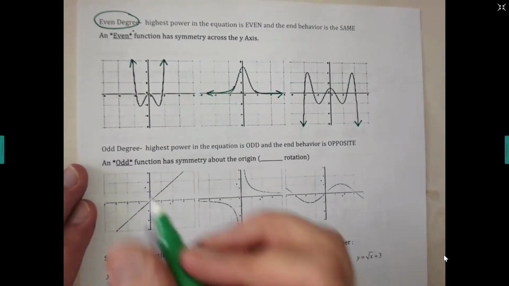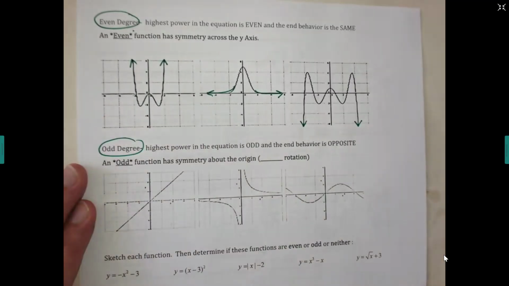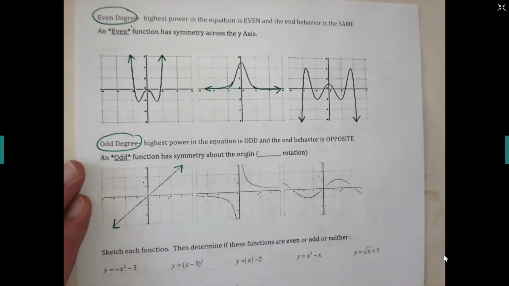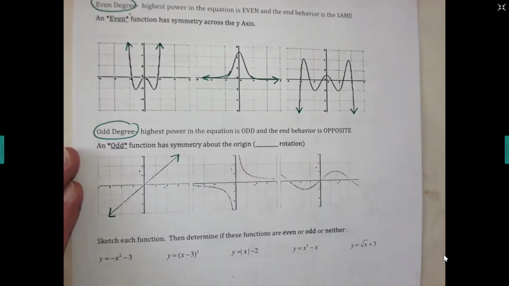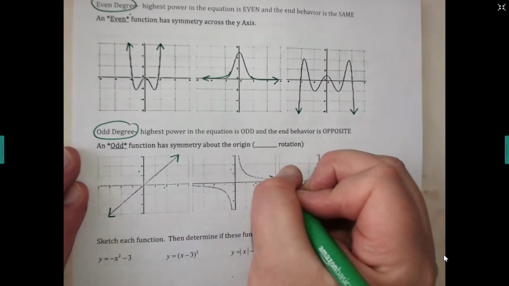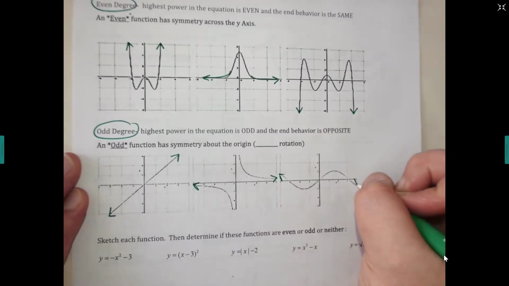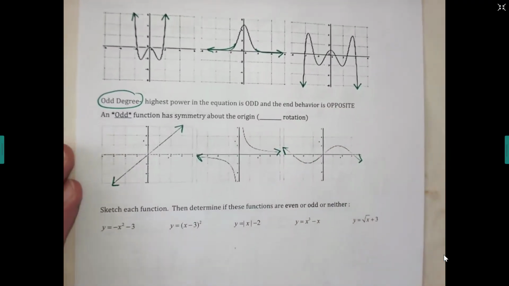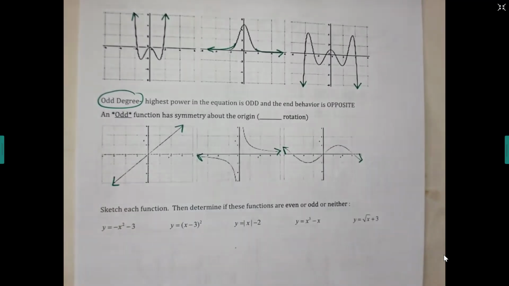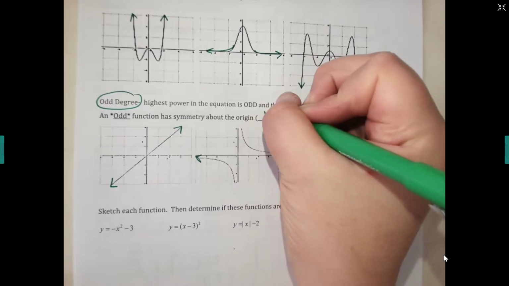Okay, odd. Your ends should do the opposite thing. So I have one end up, one end down. That's odd. This one we have one end up, one end down. One end up, one end down. Another feature for an odd graph, not odd degree, but truly odd, is that if you spin it 180 degrees, it should be symmetric. That's called symmetry about the origin, but I want you to write a 180 degree rotation.